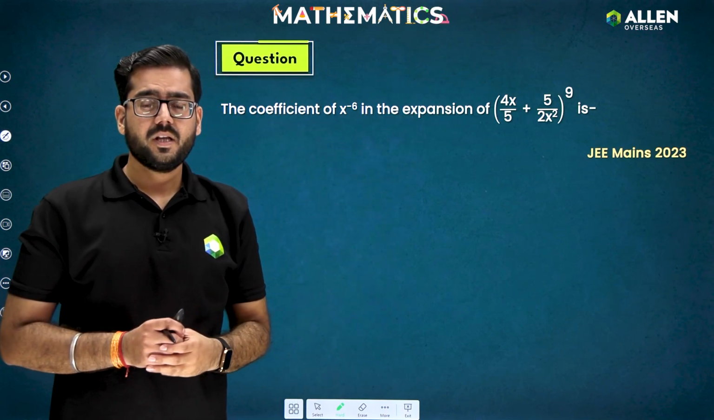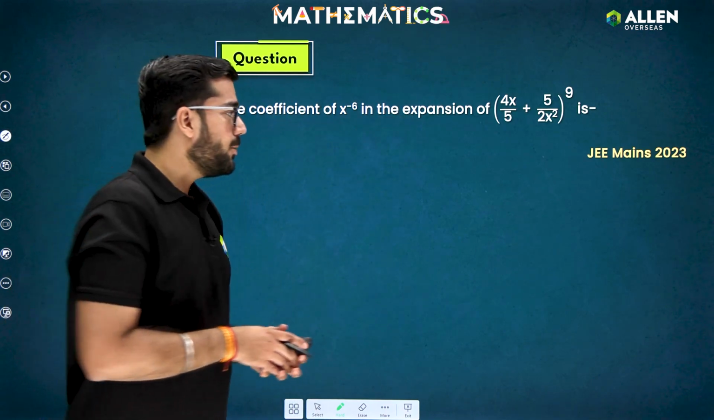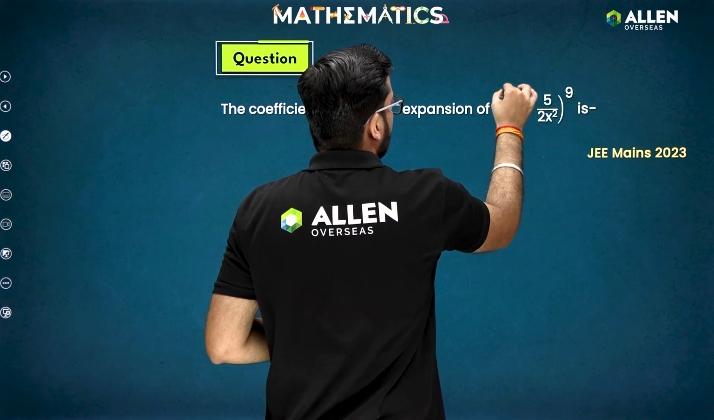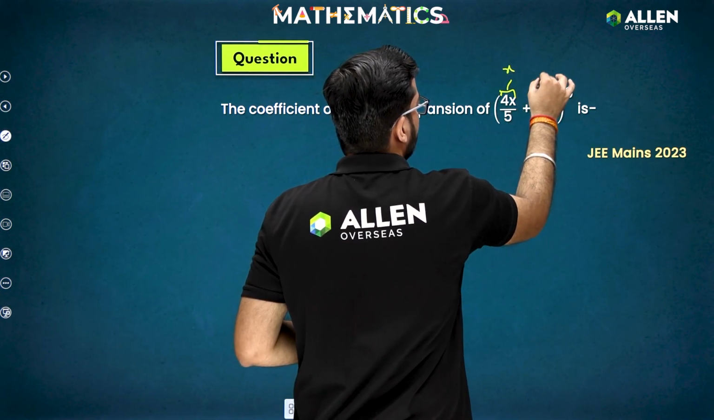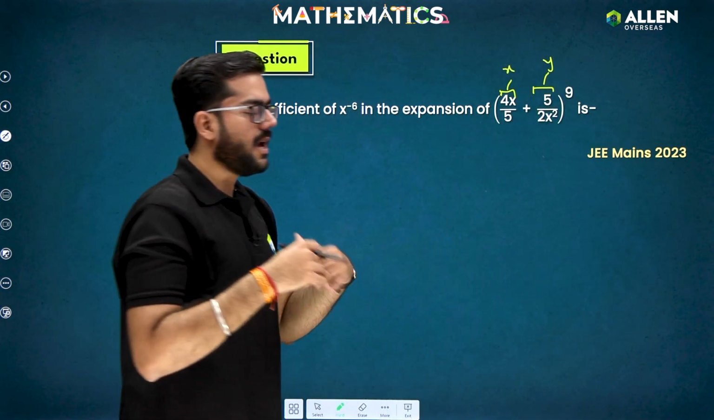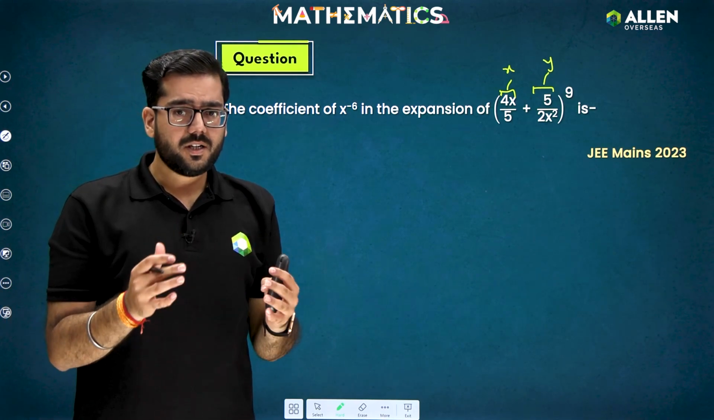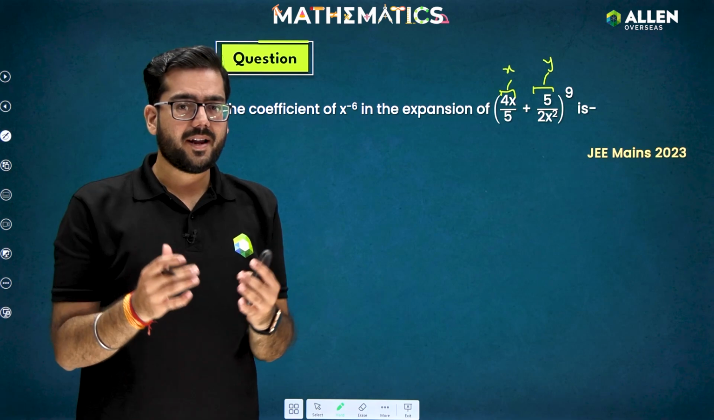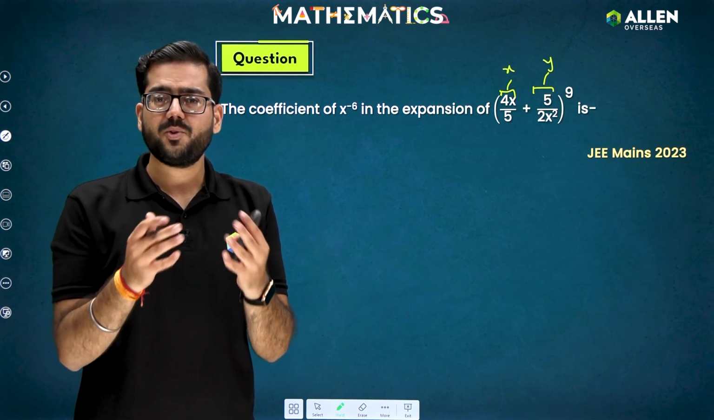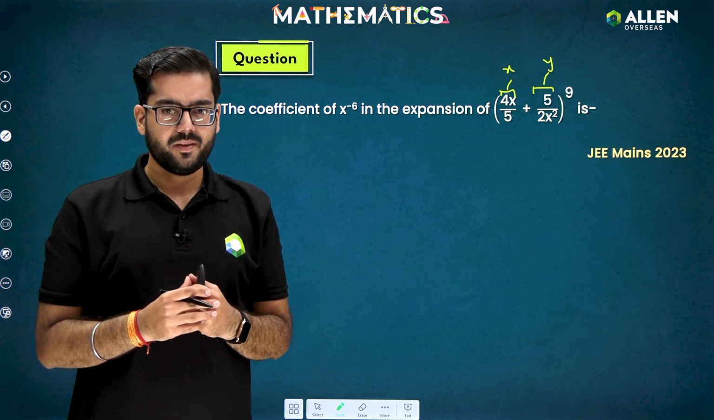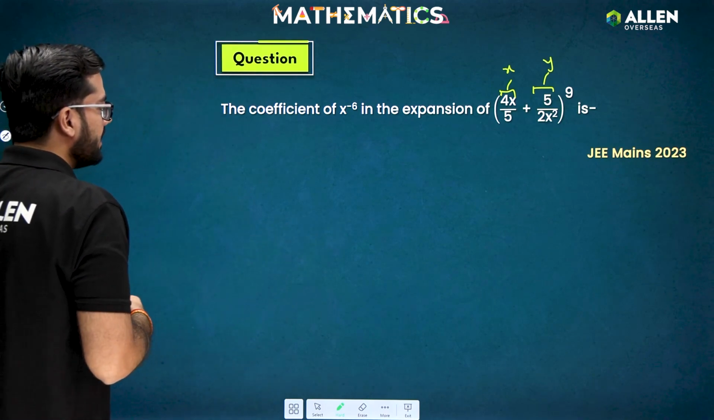Here what I am going to do is consider this as (x plus y) whole raised to 9, because we have learned in terms of x and y. I am going to open this with the help of the general term formula, that is nCr x raised to n minus r y raised to r, which we already learned in the previous slide. And yes, I am going to follow my concept.